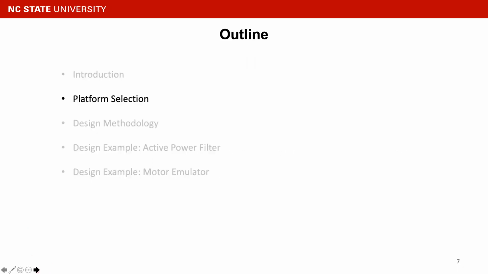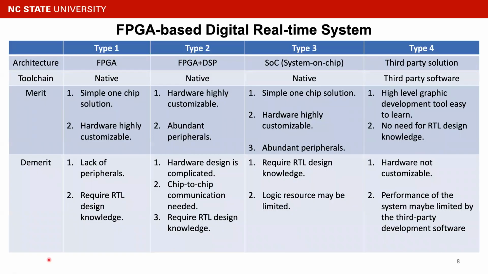So now let's look at the selection of our platform. Here are some typical types of FPGA-based digital real-time systems. First, we have the type 1, pure FPGA architecture, which is a very simple one-chip solution with highly customizable hardware. But the lack of peripherals like ADC, DAC, or Ethernet communication, and the requirement for RTL design only would be the disadvantages of this kind of platform.